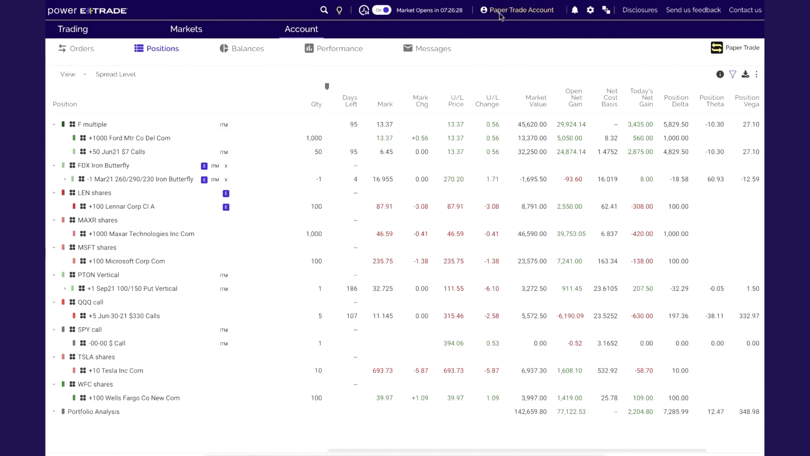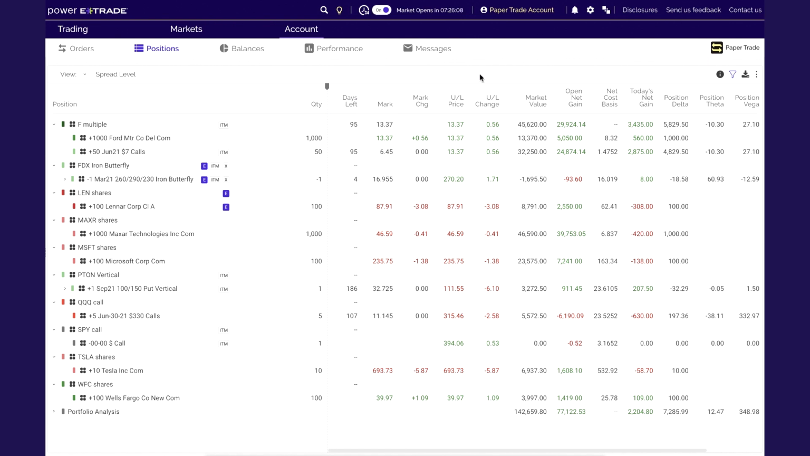I've navigated over to the paper trade account. The paper trading is basically a simulator with $100,000 of pretend money in it. I came here because I want to show you the next tool, which allows me to look at the what-if scenario for an entire portfolio, unlike what I did at the demo, which was just look at the individual position.